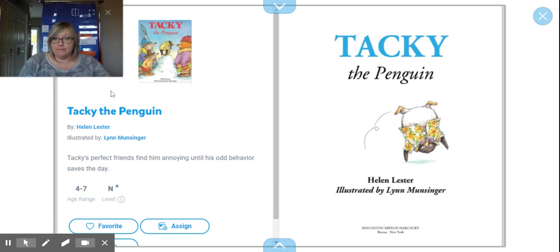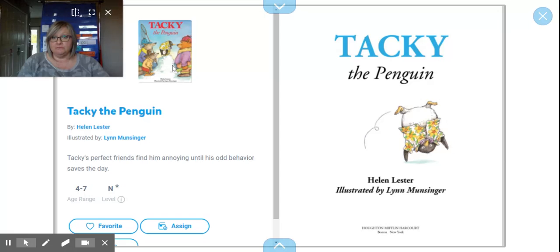I wanted to talk to you a little bit more today about our five-finger retelling. We have been working hard on that, and good readers, to help them understand what they're reading, should be able to do a retelling that includes important details. So the book that I have for you today is called Tacky the Penguin by Helen Lester.